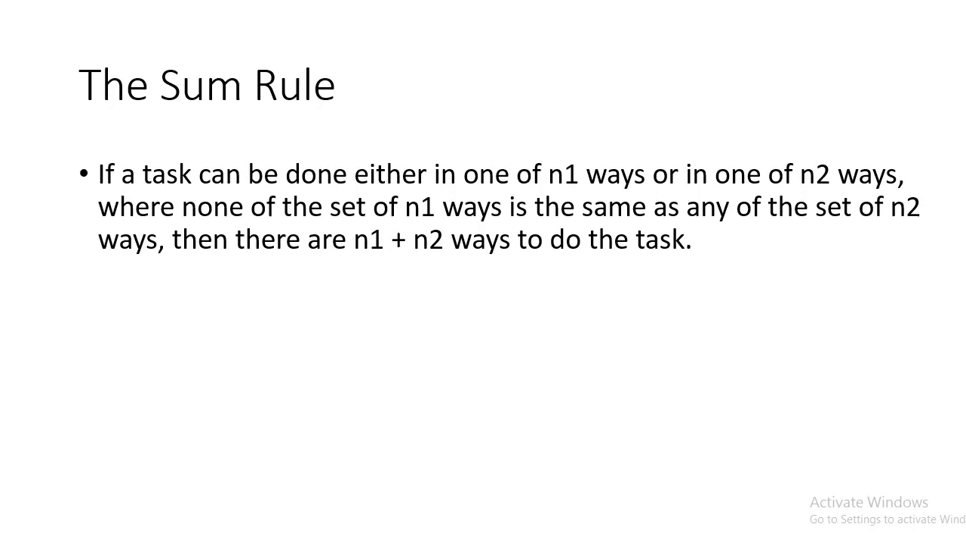What does it say? If a task can be done either in one of n1 ways or in one of n2 ways, but the condition is that none of the set of n1 ways is the same as any of the set of n2 ways. If this condition is satisfied, then and only then there are n1 plus n2 ways to do the task. So to understand this sum rule, let's see some examples.